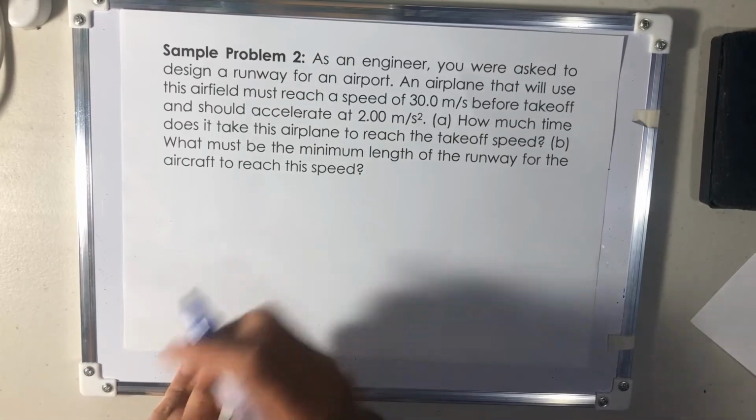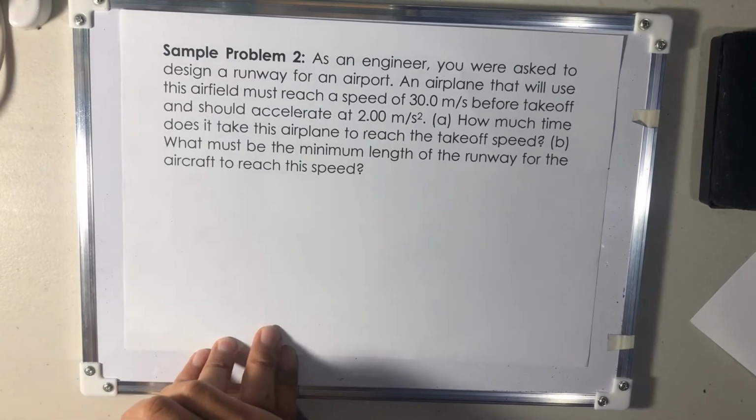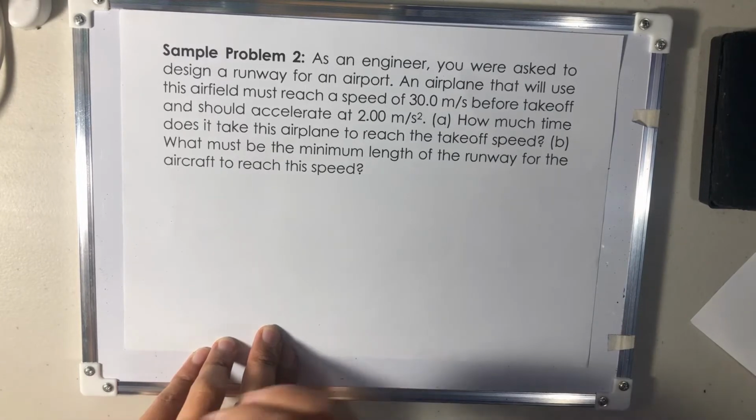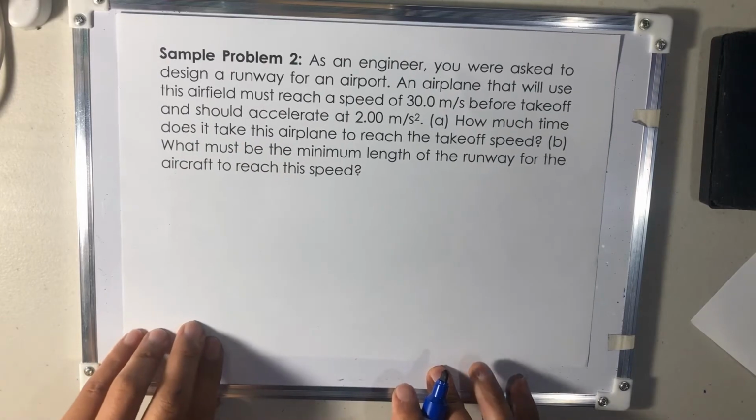We will now solve sample problem 2 under UAM. As an engineer, you were asked to design a runway for an airport. An airplane that will use this airfield must reach a speed of 30 meters per second before takeoff and should accelerate at 2 meters per second squared. A. How much time does it take this airplane to reach the takeoff speed? B. What must be the minimum length of the runway for the aircraft to reach this speed?